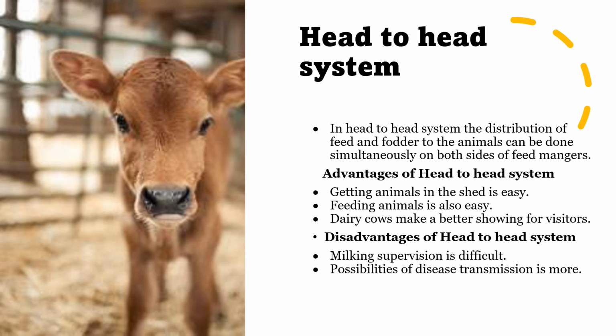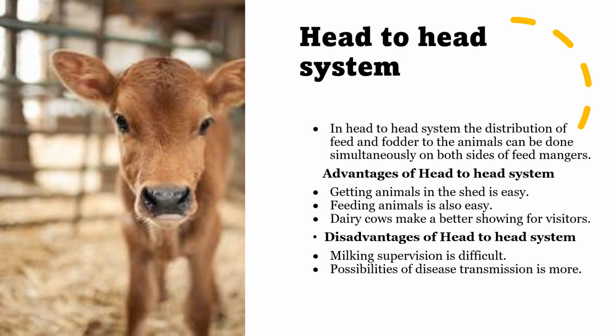And what are the disadvantages of the head to head system? Milking supervision is very difficult in the head to head system, as the tails of the animals are facing towards the walls. Possibilities of disease transmission are more, as the animals are facing one another with their faces. There is every possibility that the spread of diseases through respiration is more in the head to head system.